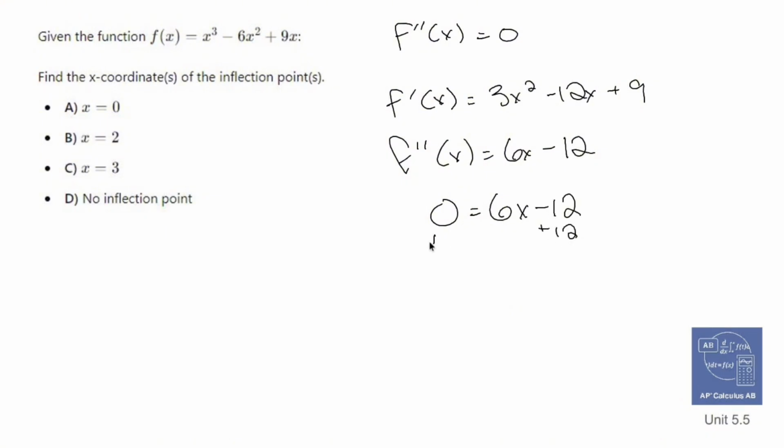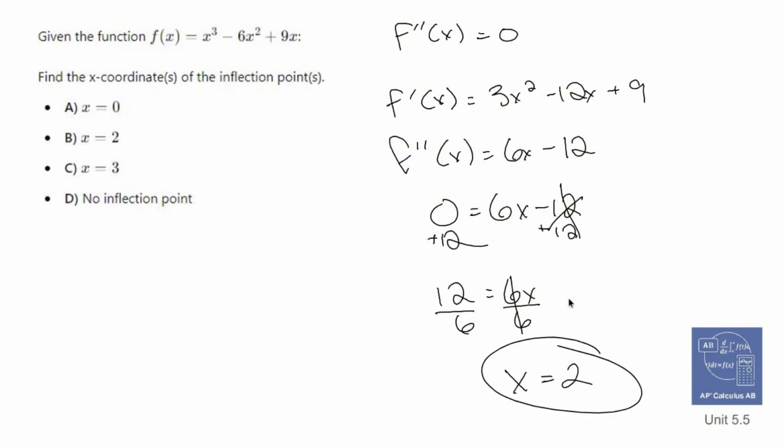Let's add 12. Let's add 12. Cross you out. 12 equals 6x. Divide by 6. Divide by 6. X equals 2. So my one and only inflection point is going to be at x equals 2.